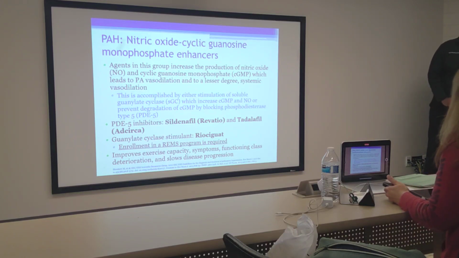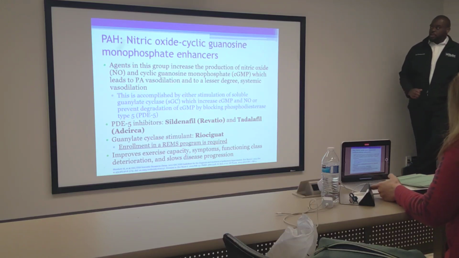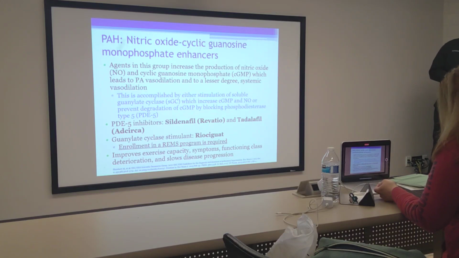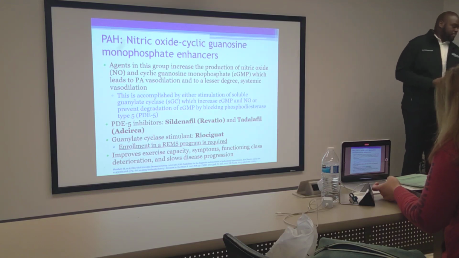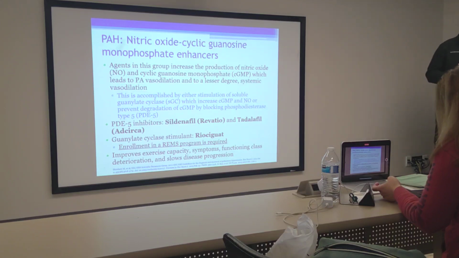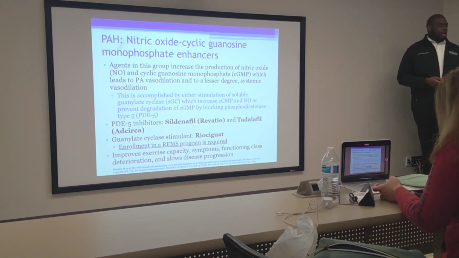Now we also have your guanylate cyclase stimulant, which is riociguat. That is also used, and that requires a REMS for enrollment as well. And know that this class also, as suggested earlier with the ERAs and calcium blockers, improves exercise capacity, improves symptoms and functional class deterioration as well, and slows down disease progression.